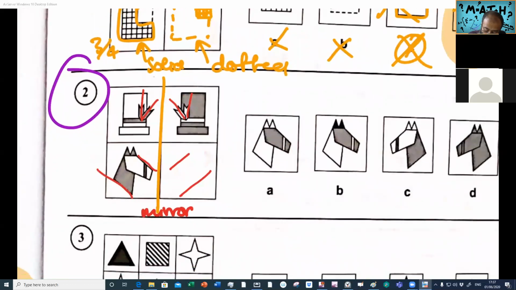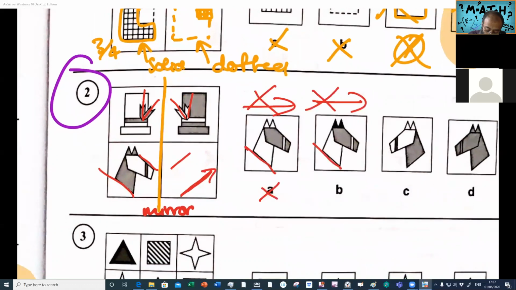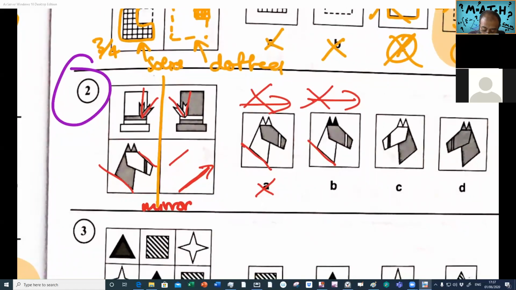So this is the wrong direction. It's got to be going the other way, like that. That's again the wrong direction. It can't be facing the same way. That's wrong. It's got to be facing the other way. So it's going to be either C or D. Now it's definitely not D.